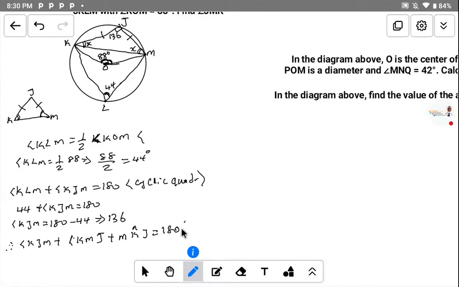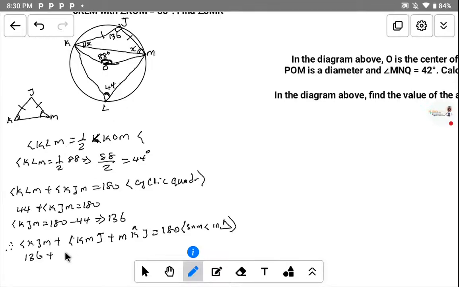Because of the sum of the angles in a triangle, you can put it like that. That is what we have there. Now, what is our angle KJM? That is equal to 136, plus our angle KMJ, which we don't know, and that is given as S here.